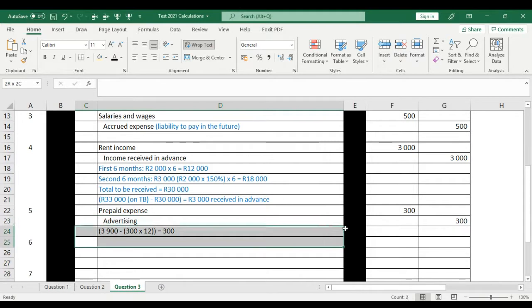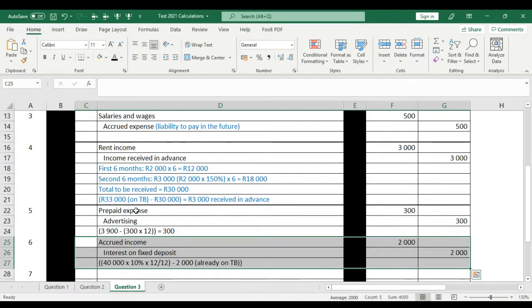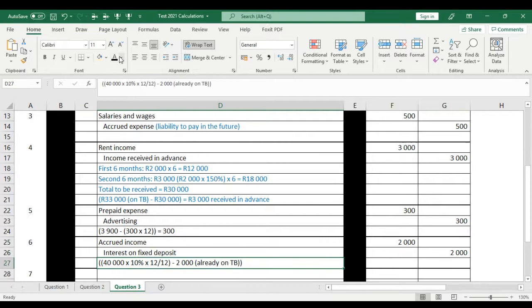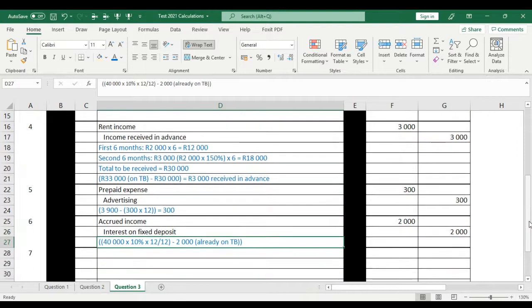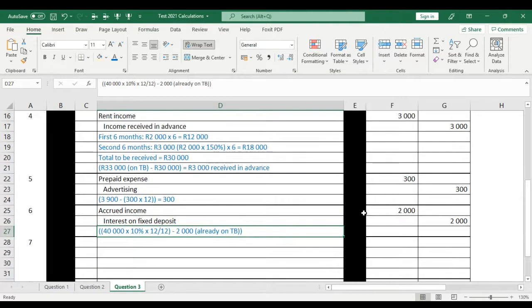Okay, then the next entry would have been the accrued income. Now we said how we calculated that was the 40,000 times the 10%. So we should have received interest income of 4,000 Rand. We've only accounted for 2,000 at this stage, which means we need to account for the additional 2,000 to reflect the correct income we should receive during the year. And that is taken to accrued income account, which is an asset account, which means the bank will have to pay it to us in the future.